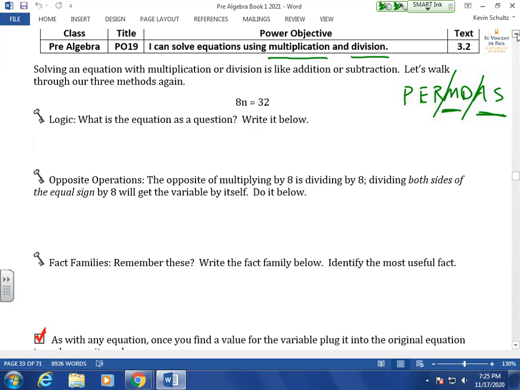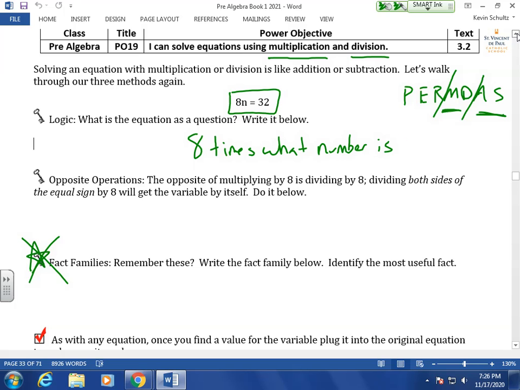Opposite operations. So just like before, we're going to kind of ignore this fact families. Oops, not a star. I meant a giant X. That fact families section there, and really focus on opposite operations, but also talk about logic. Okay. Logically, what is this equation telling us? 8n equals 32. It's 8 times what number? Right? 8 times something is 32. What is that something? What is that number that when you multiply it by 8 will give you 32? And already you probably mentally solved this to be 4.